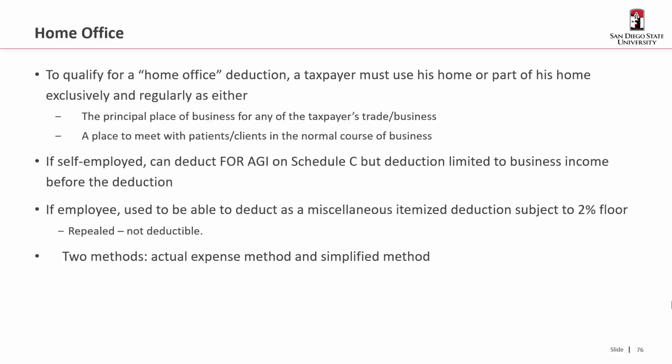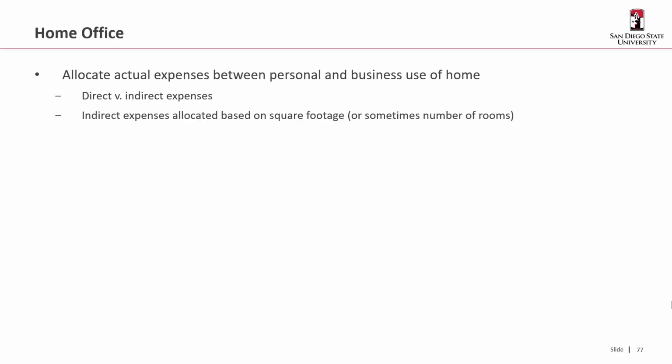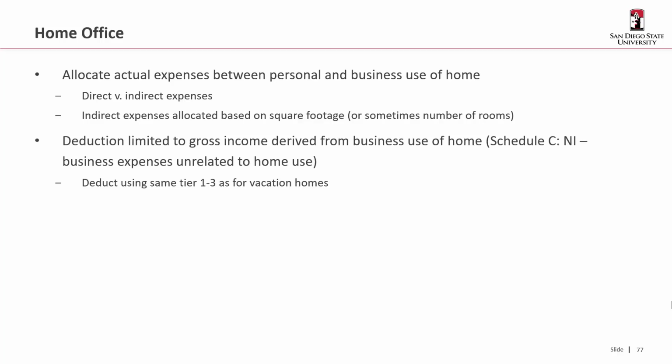Okay, so let's say you do qualify. There are two methods, the actual expense method and the simplified method. The actual method requires you to allocate expenses between personal and business use. Wow, that sounds a lot like the rental, and it is. There are direct versus indirect expenses, just like there were with rentals. Indirect expenses are allocated generally based on square footage. Sometimes you can use number of rooms, depending on the type of property you're using.